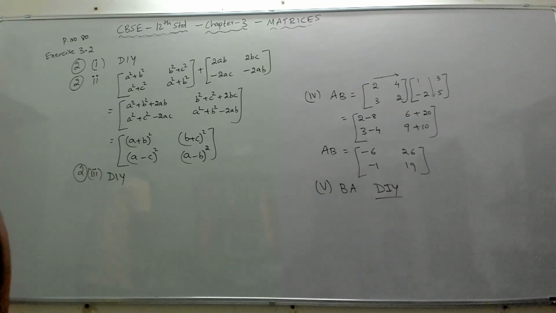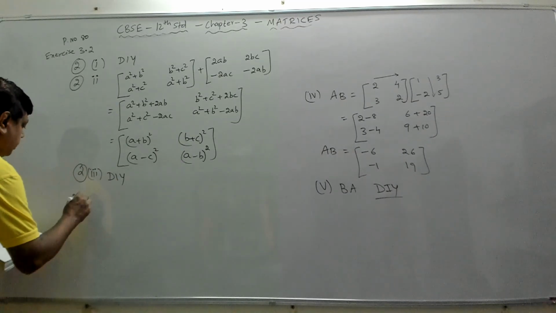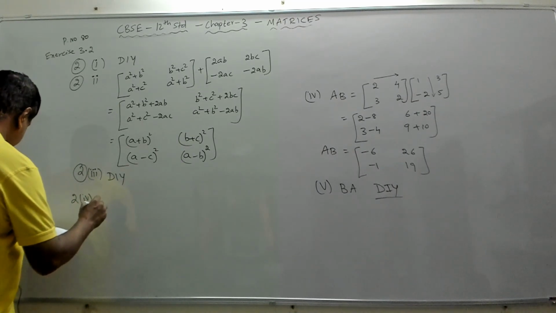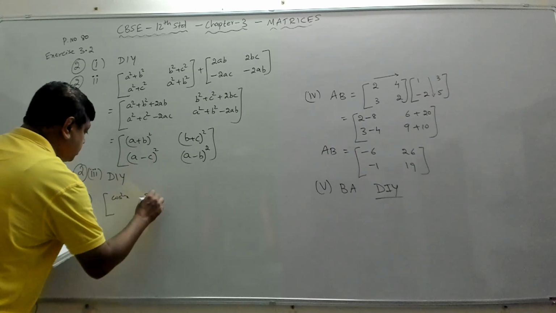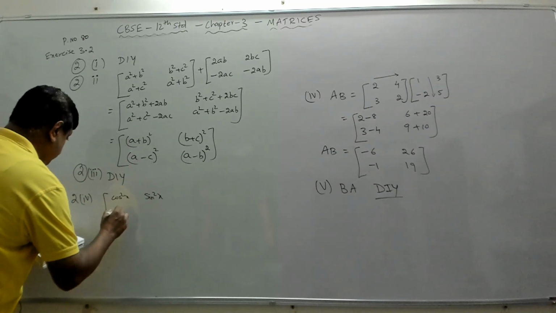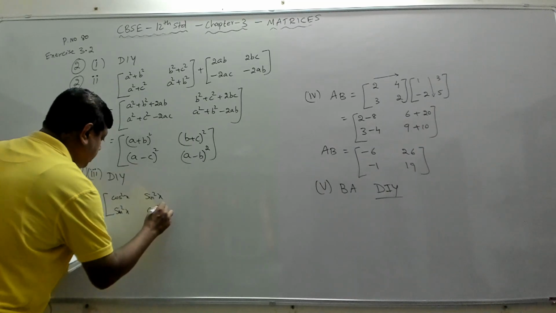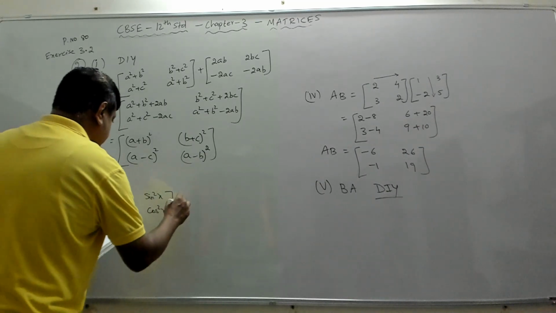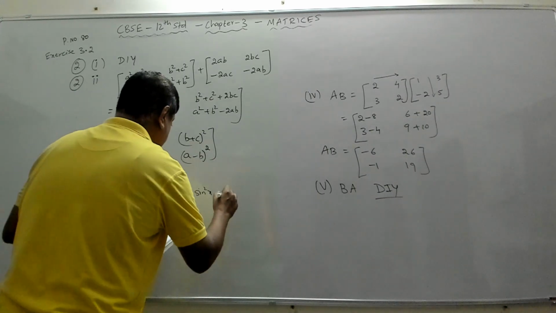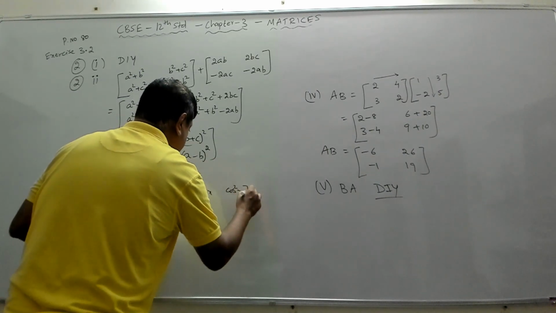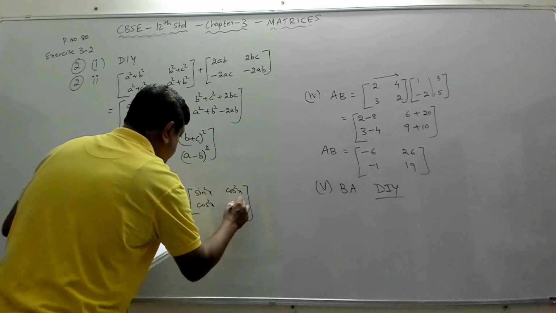I'll do the fourth one. Second problem, fourth sub problem. The second, fourth one is given as the matrix cos square x, sin square x, sin square x, cos square x, plus the matrix sin square x, cos square x, cos square x, sin square x.